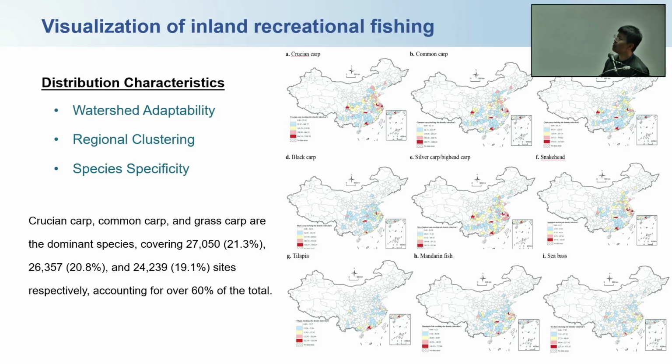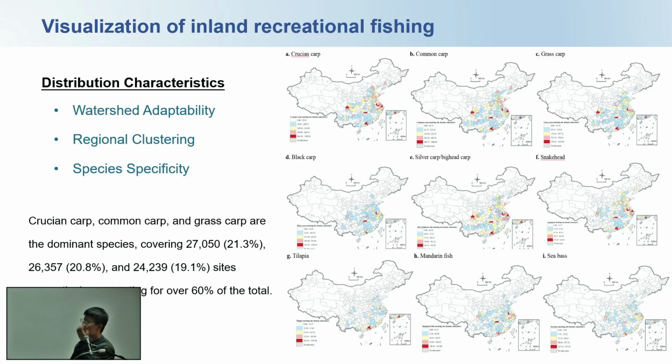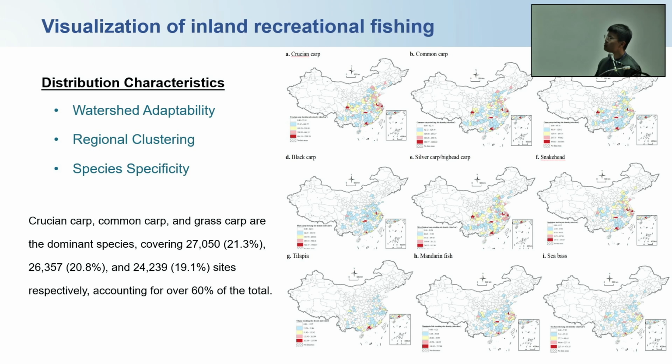Here, we extracted keywords from user reviews when users mentioned fish species in their reviews. We can see that crucian carp, common carp, and grass carp are the dominant species, accounting for over 60% of the total.